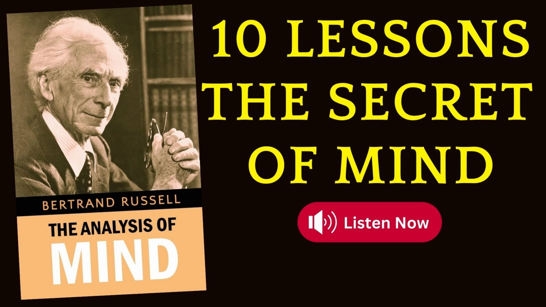Example 3. The influence of memory on perception. Scenario: Russell explores how memory influences our perception of the present. Narrative: Memory plays a critical role in shaping how we perceive the world around us.